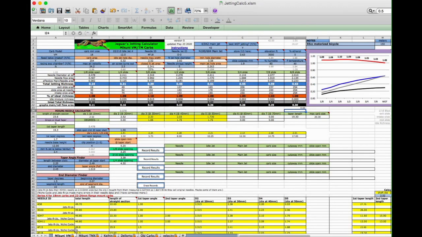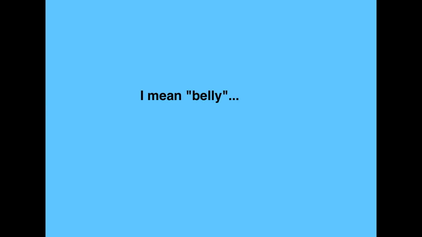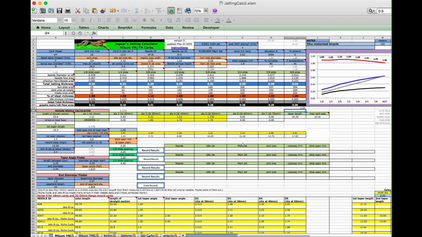Okay, this is the latest version of the jetting calculator, and I want to go over just a few points about using it. In this little cell right here, you can enter Y or N for yes or no concerning whether or not you have a racing expansion chamber. If you have a really long baffle, more than 6 inches, or you have just a header and a muffler, of course those are not racing.